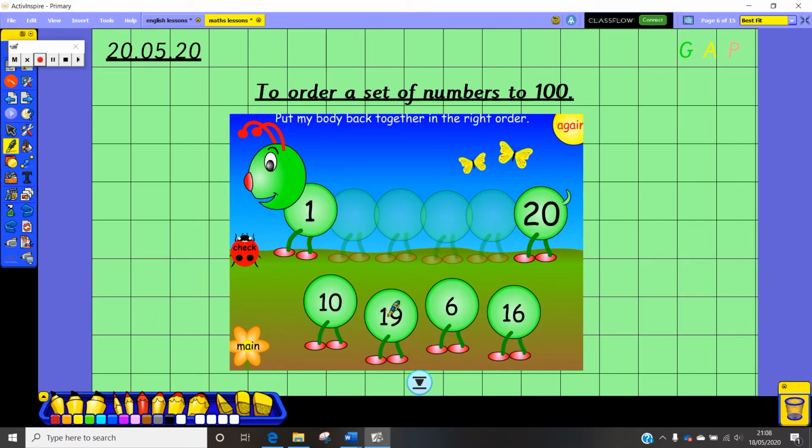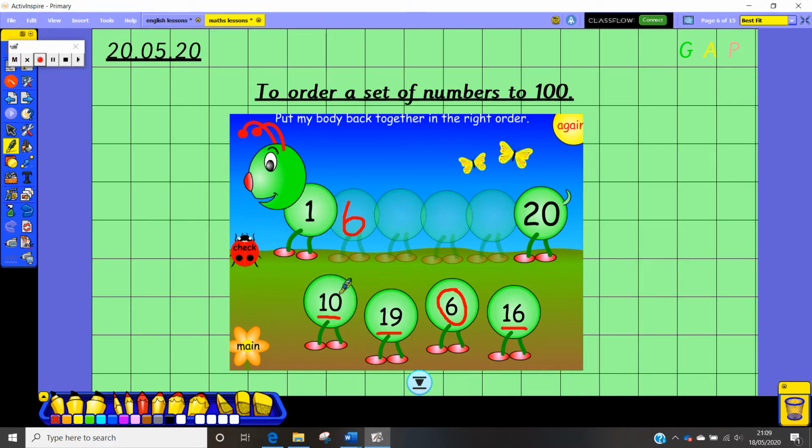So the first thing is we need to look at how many digits are in the number, because this is a 2-digit number, this is a 2-digit number, and this is a 2-digit number. So straight away I know that they come later on in my caterpillar, and number 6 is a 1-digit number. So that is the smallest number that I have got in my caterpillar. So I'm just going to put the number 6 in here.